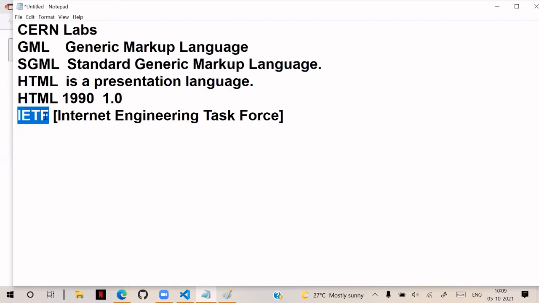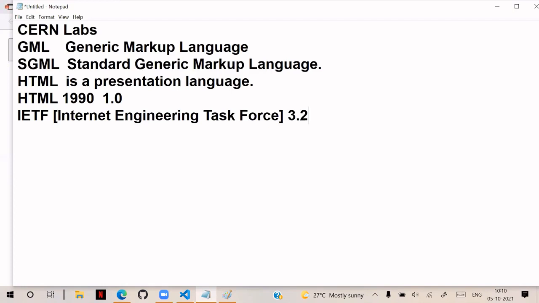After that, the Internet Engineering Task Force took the responsibility of HTML. They developed the HTML versions up to 3.2. Several new things they added into HTML. Because when Tim Berners-Lee introduced HTML, we didn't have images, links or forms. That means there was nothing like register or login, only plain text content. Later versions introduced links, multimedia, animations, forms, tables like that.